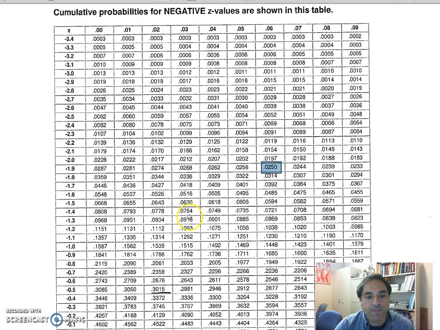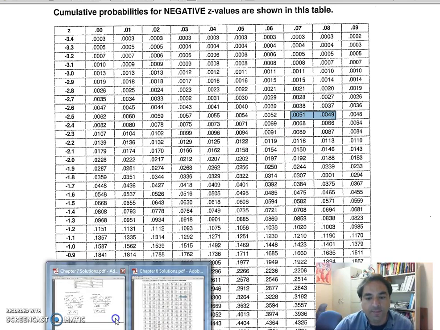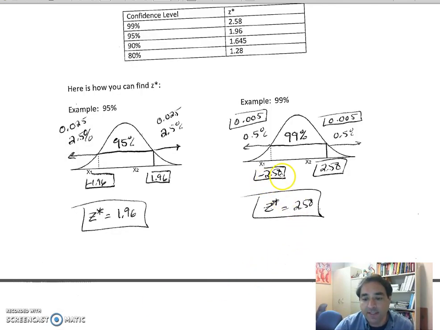So I go to my Z table. The closest to 0.005 would be between these two. Now to be honest, you can use either one. You can say negative 2.57, 2.58, or if you want to be a little more exact, 2.575 to be right in the center, but either one's fine. Notice here I did negative 2.58, so the other one's positive 2.58, so Z star would be 2.58. So that's how to find the Z star using the table.